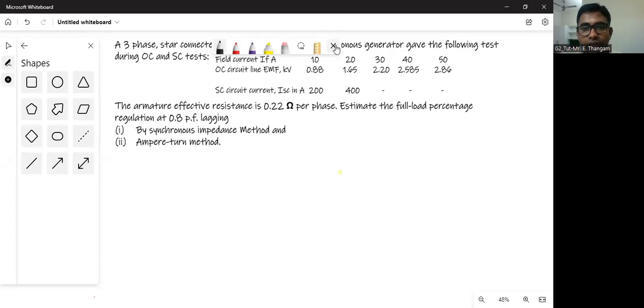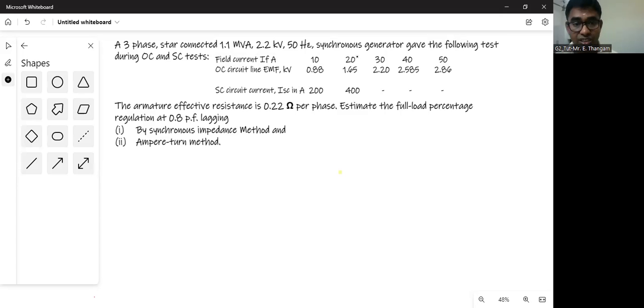Right. So first let me start with the problem. It is a sample problem. A three-phase star connected 1.1 MVA, 2.2 kV, 50 Hz synchronous generator gave the following test data during OC and SC test. There is field current, open circuit voltage, and short circuit current. Everything is given, right? They asked us to calculate the voltage regulation at 0.8 power factor lagging by the synchronous impedance method and ampere turns method. Synchronous impedance method is another name for the EMF method.